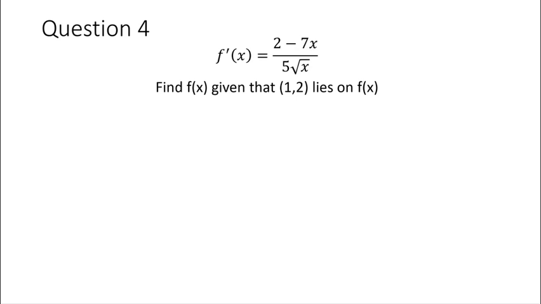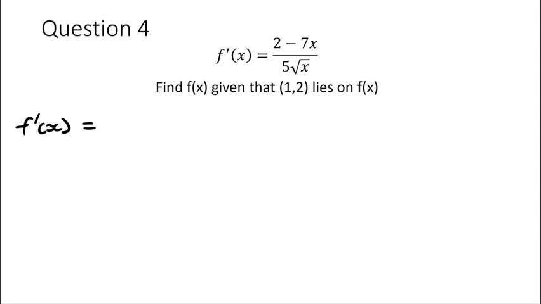So, question 4. We've got f dash of x, and we're asked to find f of x, and we're given that (1, 2) lies on f of x. So if we've got f dash of x and we want to find f of x, we are going to need to integrate. Before I just dive straight in with integration, I should ask myself, can I simplify this first to help me integrate it easier? Which I certainly can do.